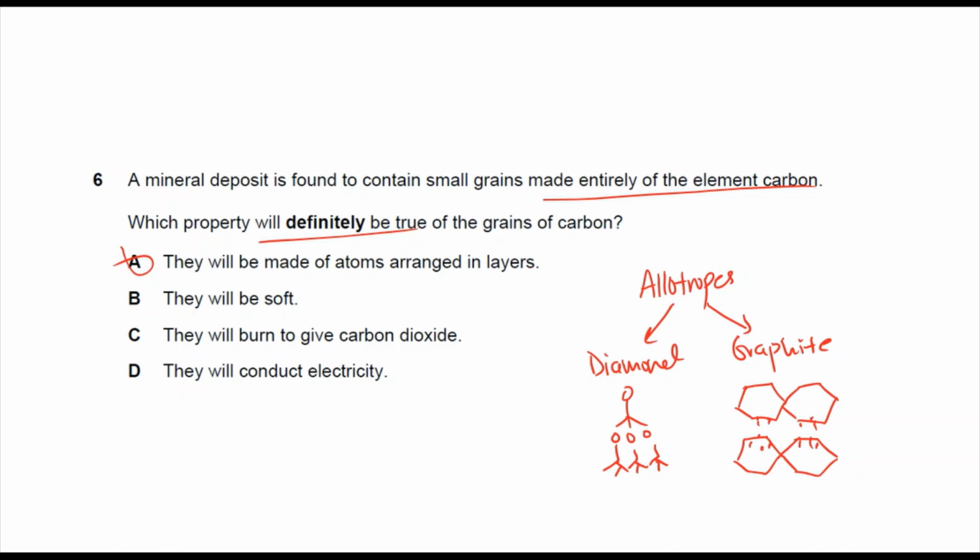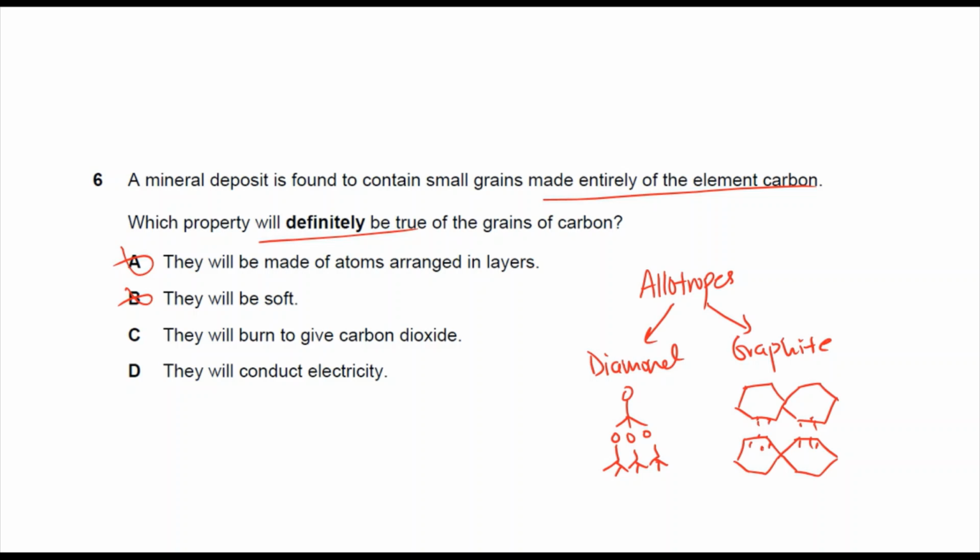B, they will be soft. Well, diamond is in fact one of the hardest materials on earth. We use it for cutting purposes. And even if you have seen diamond in real life, you would have been sure it can't be anything soft. But graphite is soft, and therefore B is incorrect. C, they will burn to give carbon dioxide. Now that's something, if I don't have a lot of knowledge in chemistry, I would be unsure of. So let's look at option D.